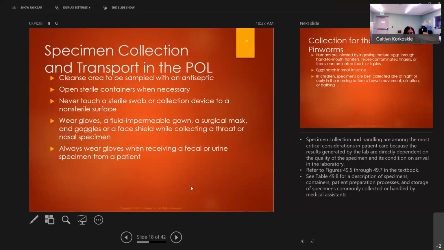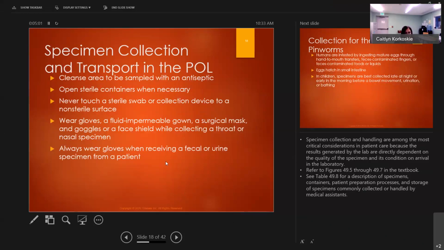And if we were going to do certain specimen collections, you want to cleanse the area to be sampled with an antiseptic, depending on what it is that you are collecting. So if it was going to be, say, an open wound on the skin, we wouldn't want to cleanse that area with the antiseptic, because then we're basically killing off any bacteria. So that really depends on what it is that you're collecting.